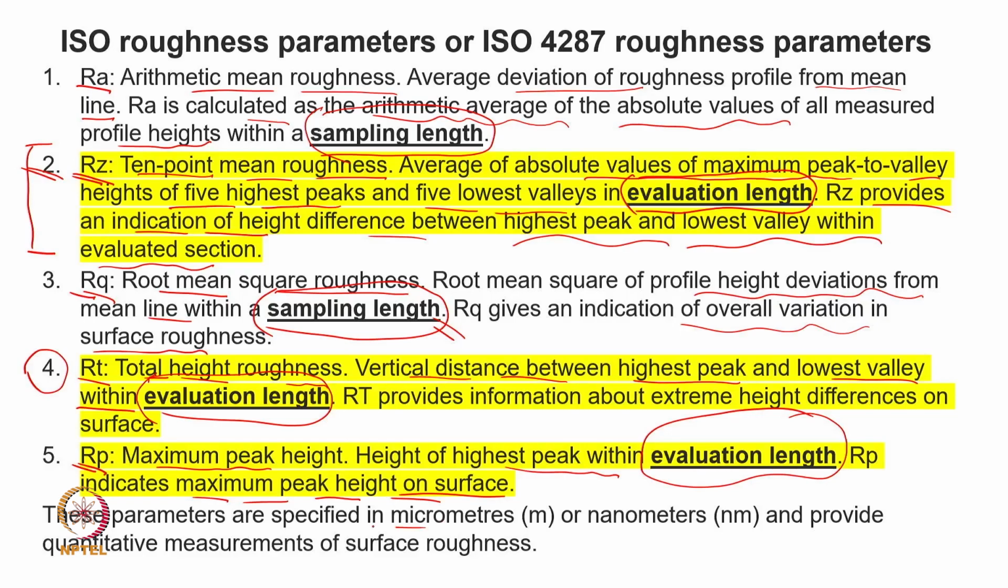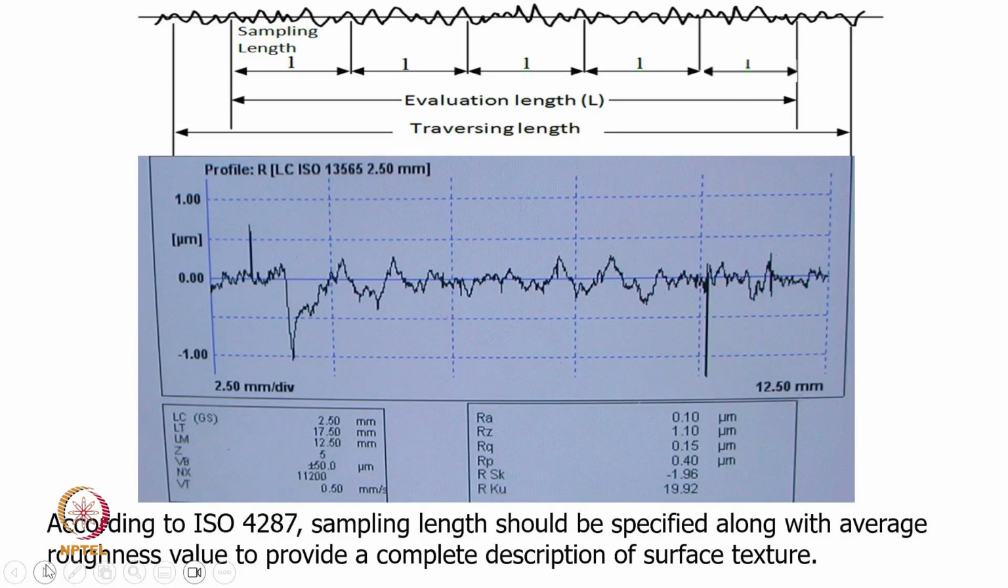And in this case, particularly, all the parameters are generally defined in the micrometer or nanometer range, and this is basically a quantitative measurement of roughness. So, it is very important to understand these values. Now, let us see what the evaluation length is and what the sampling length is. We take first the traversing length, then comes the evaluation length, then comes the sampling length, right. You are able to see here the sampling length is the smallest one, the evaluation length comes somewhere in between, and the traversing length is the large, big one, right.